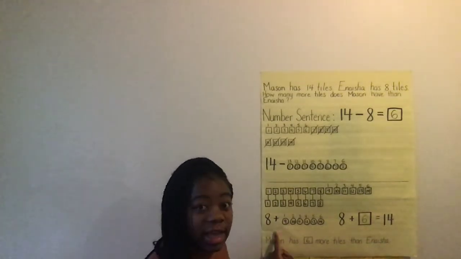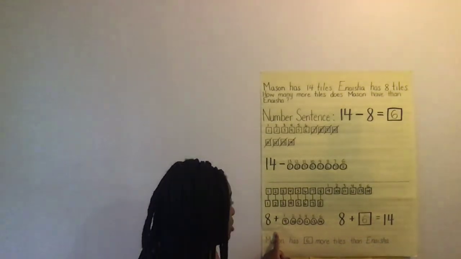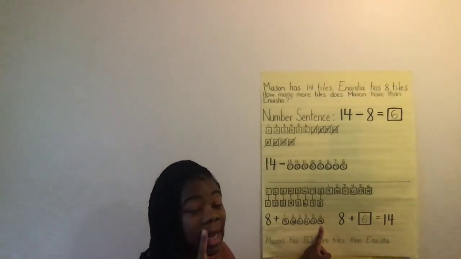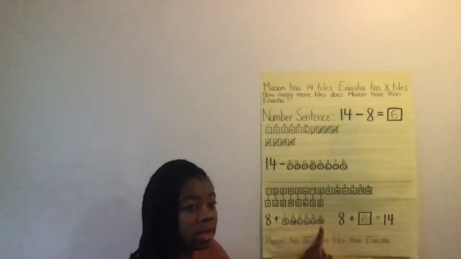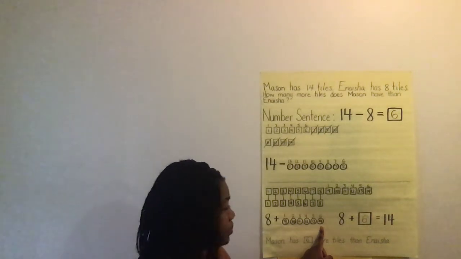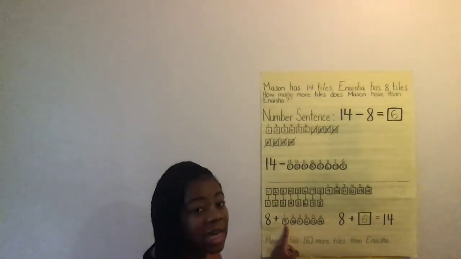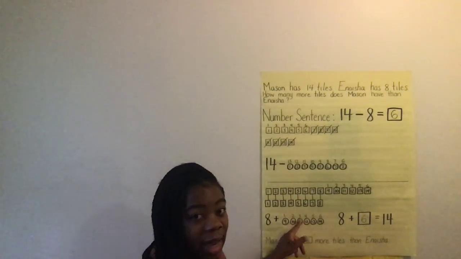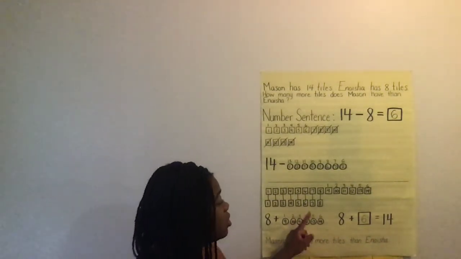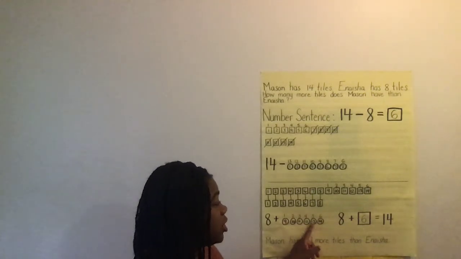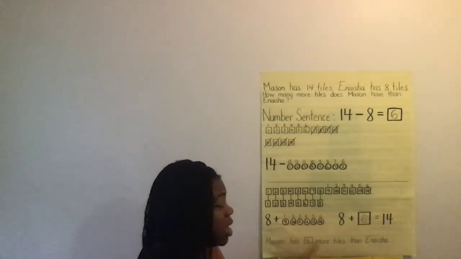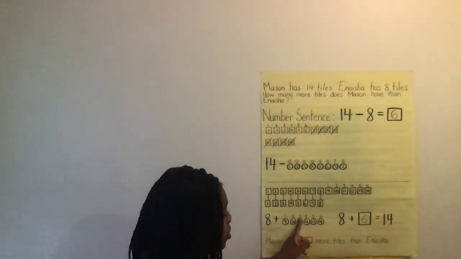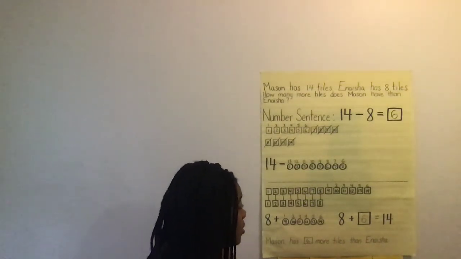So now you have 8, again, to represent Enasia's amount. And then you count on until you get to 14, again, to see how many more you need to match Mason's amount. After 8 is 9. After 9 is 10. After 10 is 11. After 11 is 12. After 12 is 13. And finally, after 13 is 14. And now you can count your circles to represent your tiles. 1, 2, 3, 4, 5, 6.